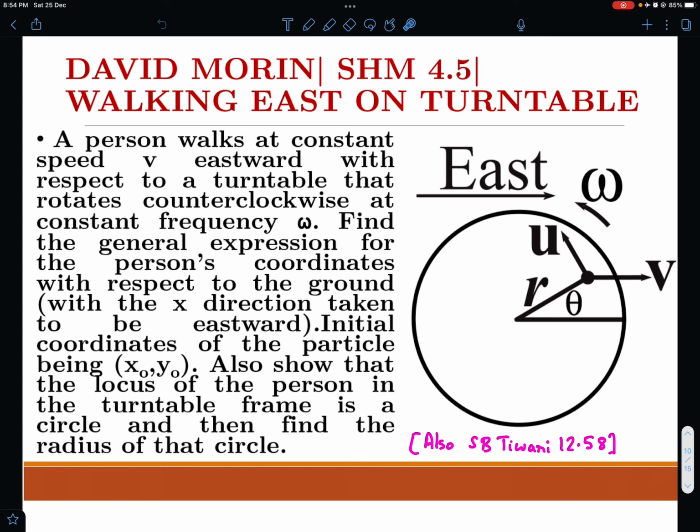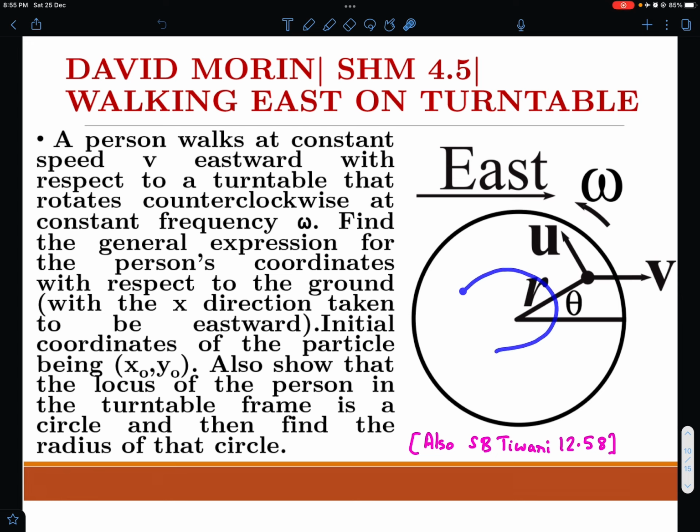So let me read out the question right away. A person walks at constant speed v eastward with respect to a turntable that rotates counterclockwise with constant frequency omega. Now this figure was not part of the problem statement, it was in fact part of the solution. So this figure is actually a big hint. Now you have seen it, you cannot unsee this. But just to give a proper interpretation, I have taken the solution figure here itself, but you will still need to do some more analysis just to understand.